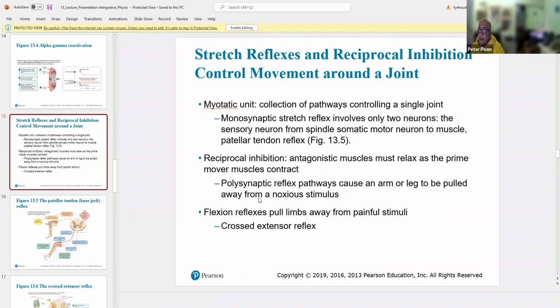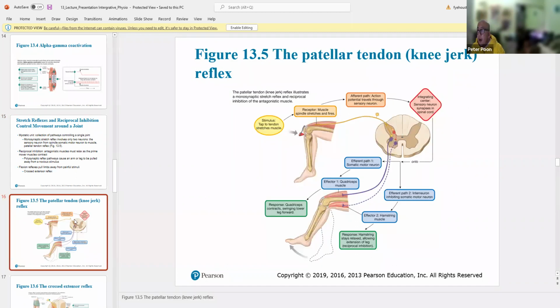So this is the patellar reflex, which is actually a little bit more complicated. At first pass we show you that this innervates the quadriceps muscle, and the quadriceps muscle contracts and you kick out. But at the same time, this has to inhibit the hamstring muscle. So the hamstring muscle has to relax the same moment the quadriceps contracts, and both things have to happen together.